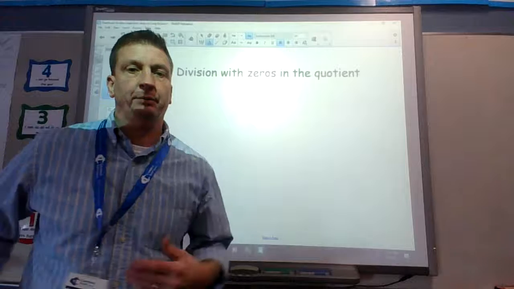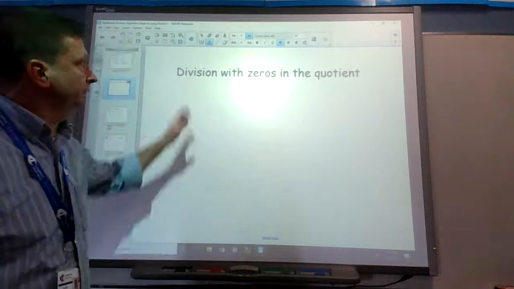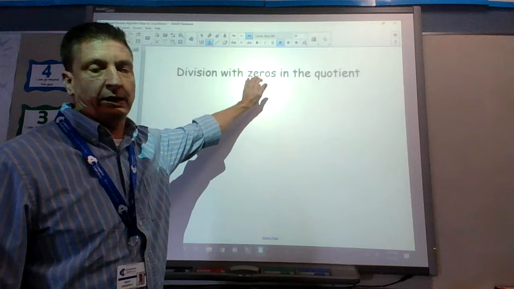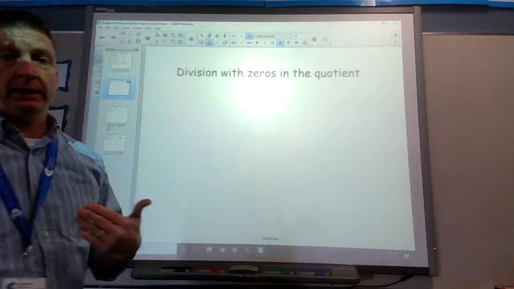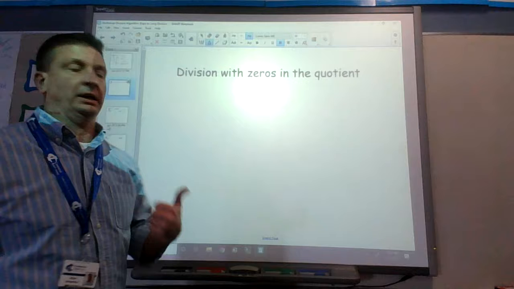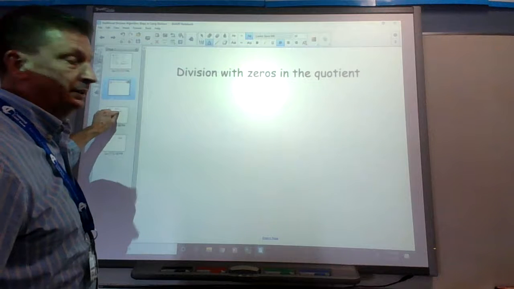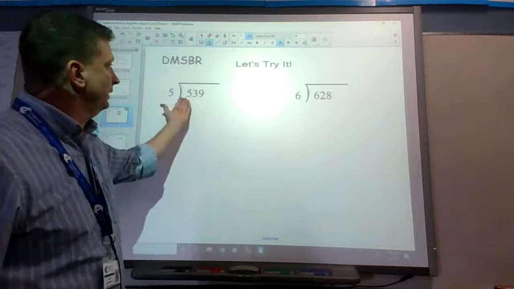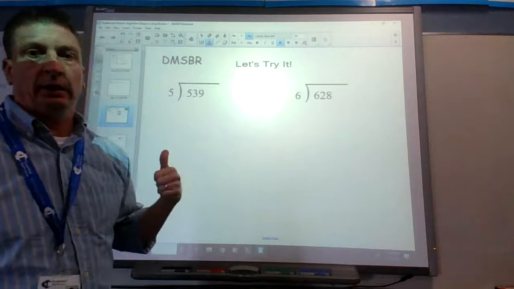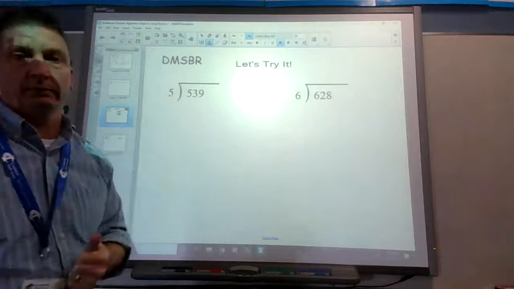All right, today we're going to be looking at dividing in which we have a zero in the quotient, or in your answer, and how to handle that with the standard division algorithm or the traditional method of division. So let's just look at a couple of these. So let's say we have 539 and we want to divide that by 5.